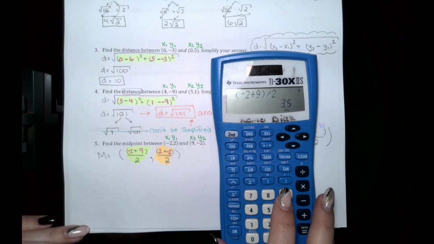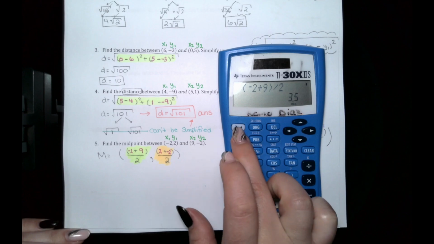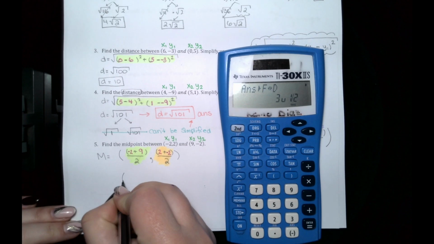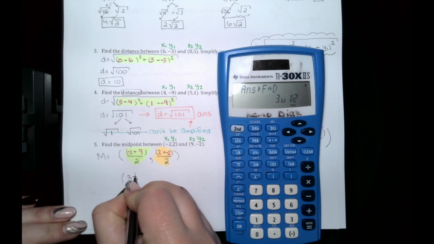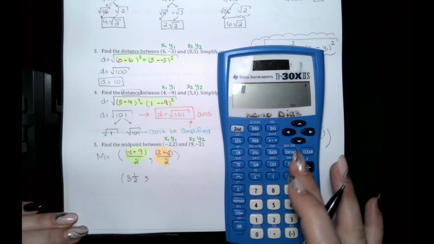Remember, decimals are not allowed. So we're going to check if our calculator can simplify this fraction for us. Second, PRB, and this gives us 3.5. Now, remember in my class, mixed numbers are not allowed. I am going to keep that as 3.5 right now, and then I'm going to change that to an improper fraction. Let's do the next one.